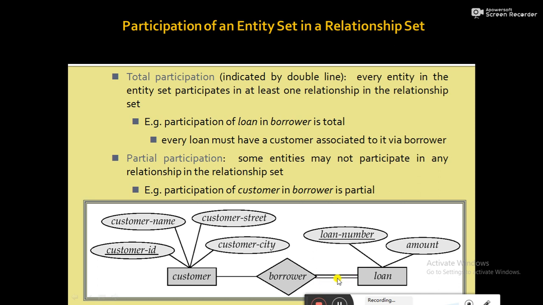So the straightforward way to know when to put a double line is, if L..H, where L is the minimum, and if the value of L is 1, that means 1..1 or 1..*, it's a total participation, and only then can we put a double line.